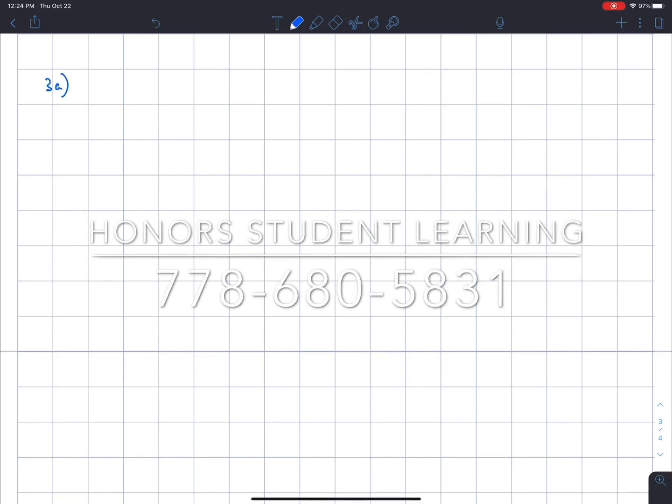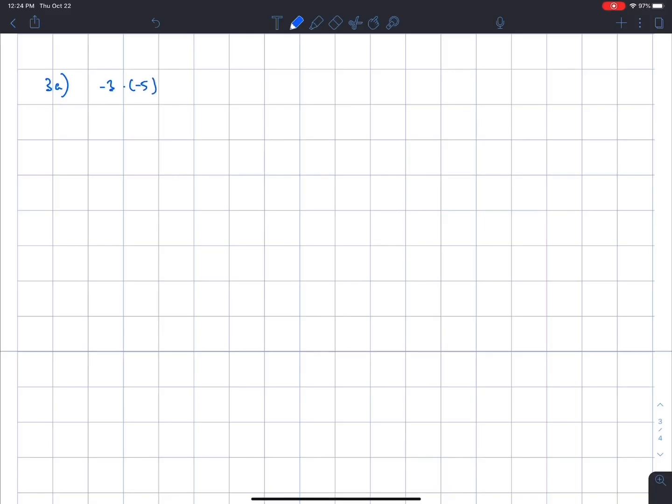Question 3a. So we are getting more and more signs here. I can see that I have one negative, two negative. Two negatives will become positive, and then add another negative. So positive times negative will be negative. So I can just determine the sign like this.